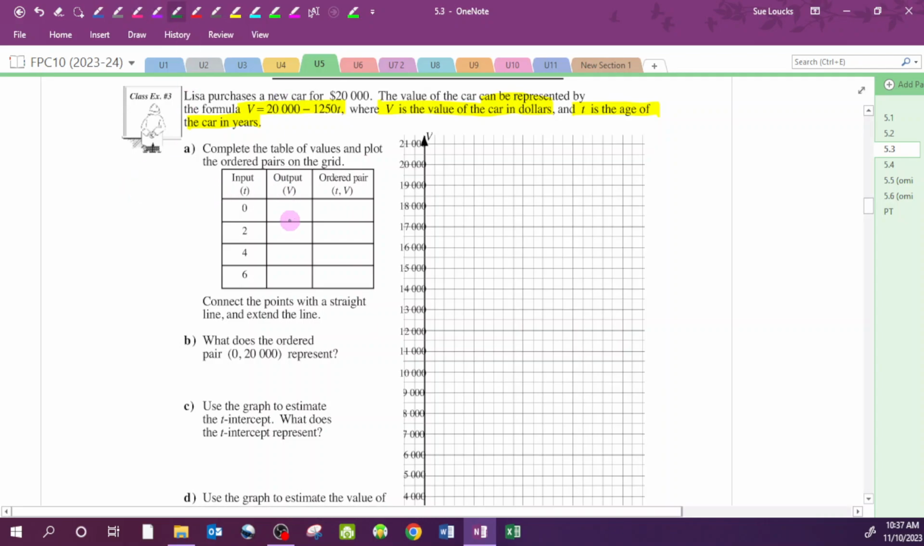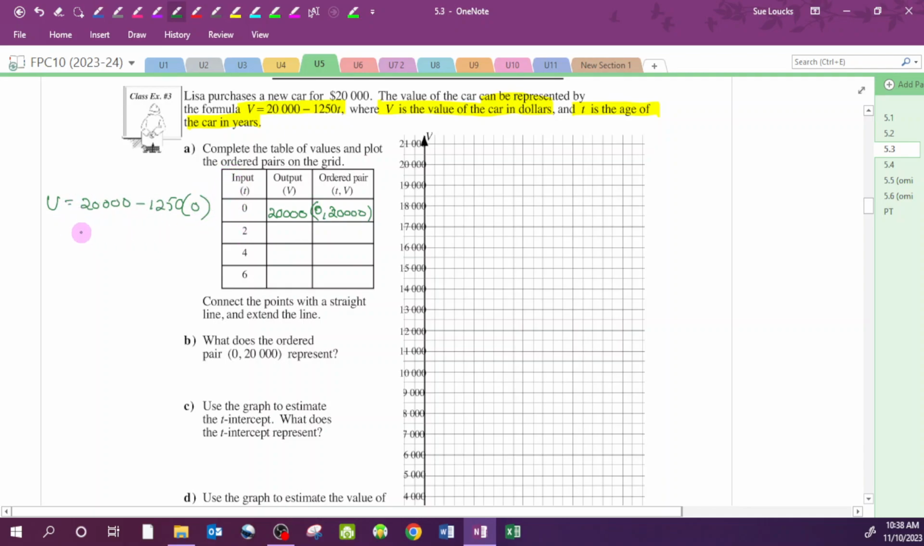Okay, so the value of the car depends on how long you've owned it for, how old the car is. So if the input for T is 0, so V equals 20,000 minus 1250 times 0, then my output is 20,000. They give you such a ridiculously small space to put this in here, 20,000. And the ordered pair is going to be (0, 20,000) with brackets around it, because an ordered pair always has brackets around it.